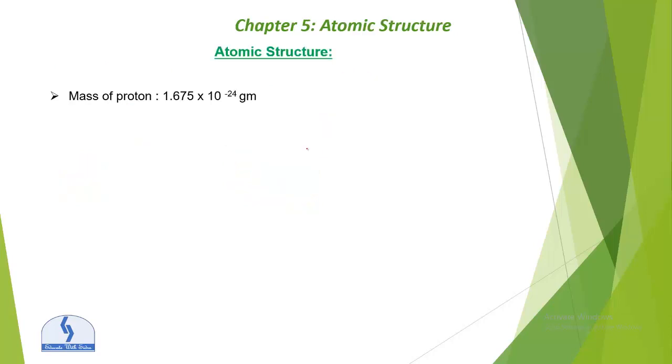Next is the mass of proton. The mass of proton is 1.675 into 10 raised to the power minus 24 gram. The mass of electron is 9.1 into 10 raised to the power minus 28 gram. The mass of neutron is 1.675 into 10 raised to the power minus 24 gram. So these are the masses of proton, electron and neutron.